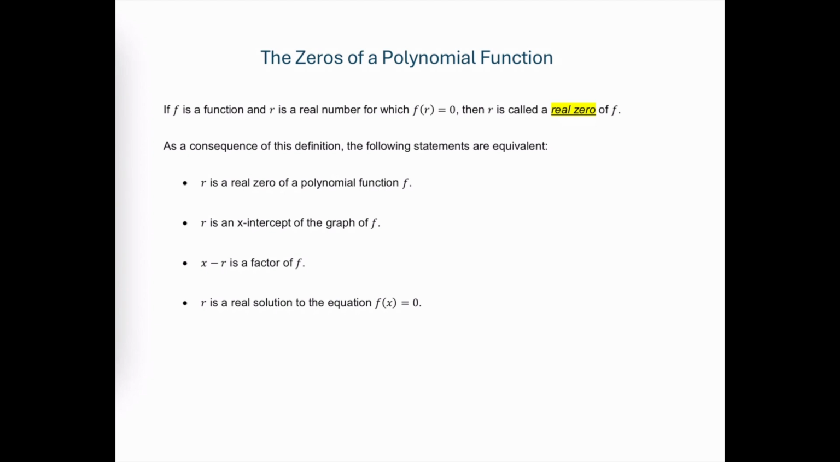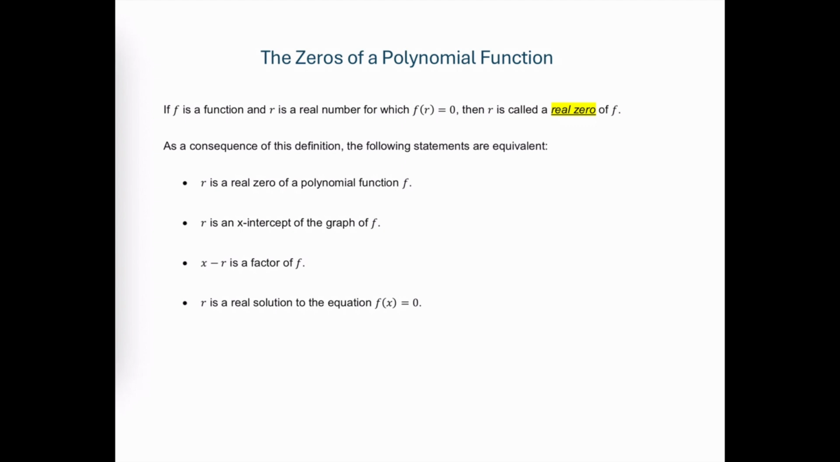We're now going to introduce the concept of the zero of a polynomial function. Let f be some polynomial function and r be some arbitrary real number, such that when we plug r into that polynomial function, it has an output that's 0. If that's the case, then r is what we call a real zero of that polynomial function.